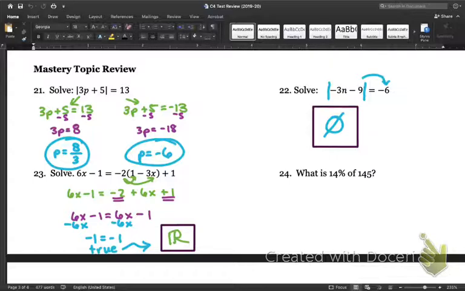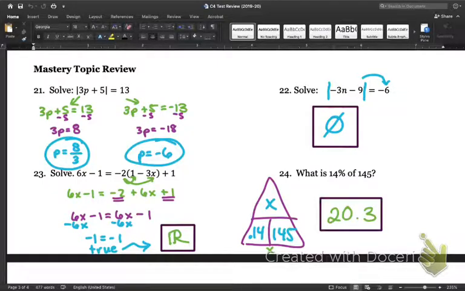Number 24, what is 14% of 145? Percent problems, we can use that fancy triangle method. And change 14% to a decimal. It goes in the bottom left. Of goes in the bottom right. So we're solving for is, which is up top. Now, because we have two numbers next to each other, it means we need to multiply them. So 0.14 times 145 is 20.3.